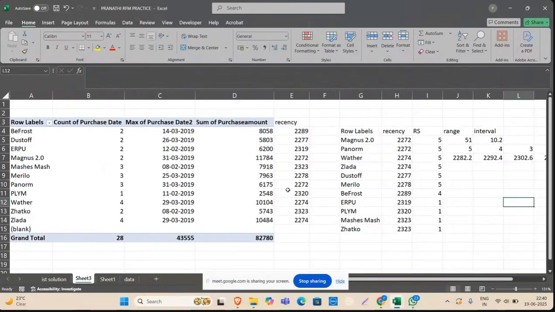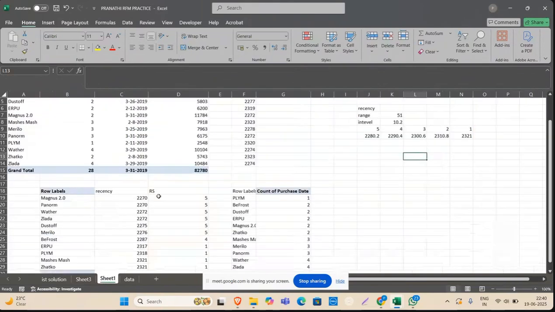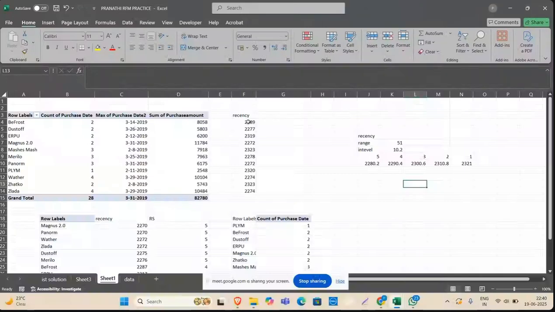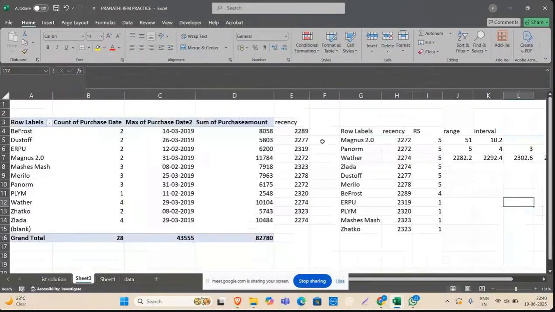Good. Can you remind the steps from the beginning once again? First we need to find out the recency if it is not given. You have to understand how to do recency: it is equal to TODAY(), open bracket close bracket, minus the recent date.